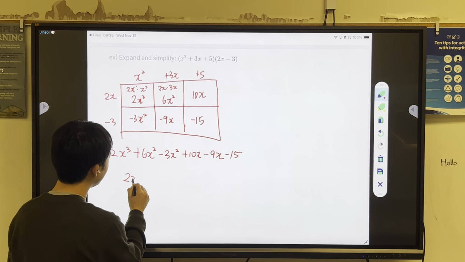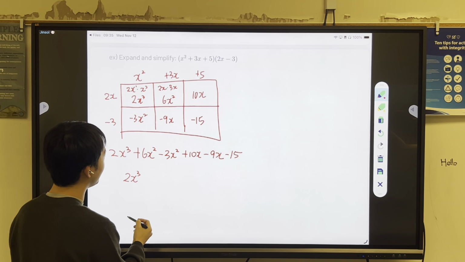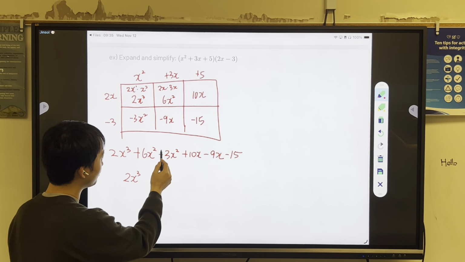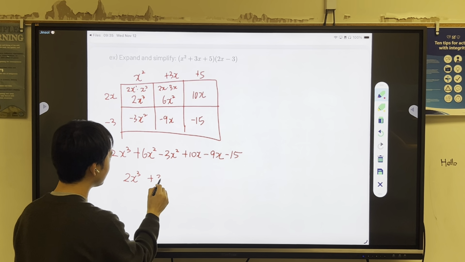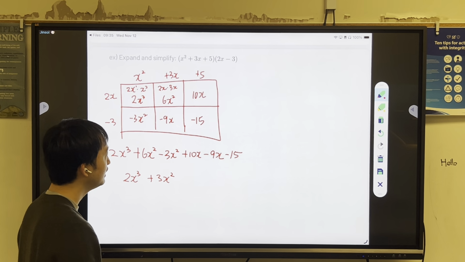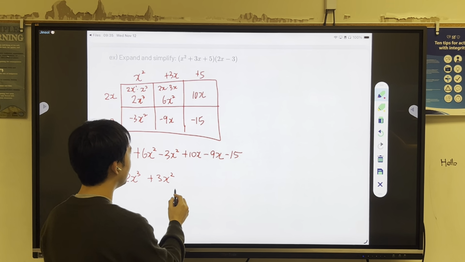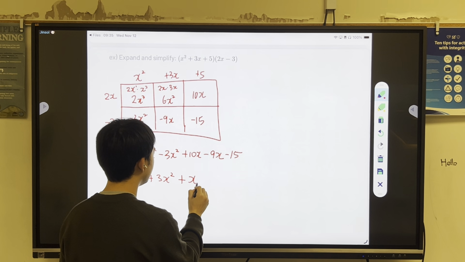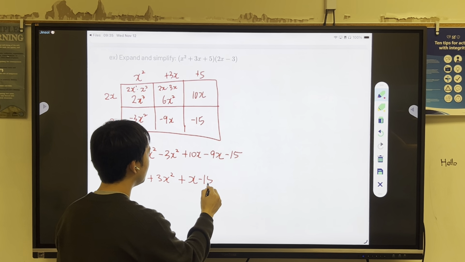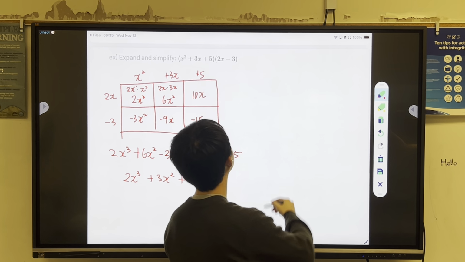Now, the final step is to add the like terms together. 6x squared minus 3x squared, that's plus 3x squared. 10x minus 9x, that's plus 1x minus 15. And that's our final answer.